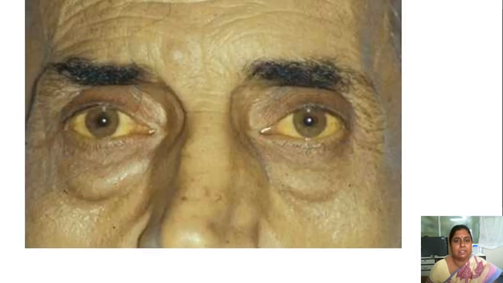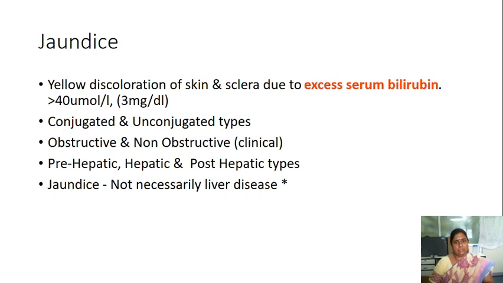Yes, this is jaundice, right? So what is jaundice? It is a yellow discoloration of the skin and the sclera due to excess serum bilirubin, which is more than 3 mg per deciliter. And then we are having two types of hyperbilirubinemia. It can be conjugated and unconjugated bilirubinemia, obstructive or non-obstructive hyperbilirubinemia. And this jaundice can again be pre-hepatic, hepatic and post-hepatic types.